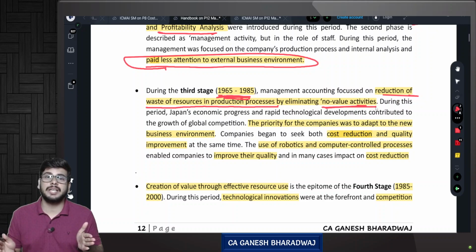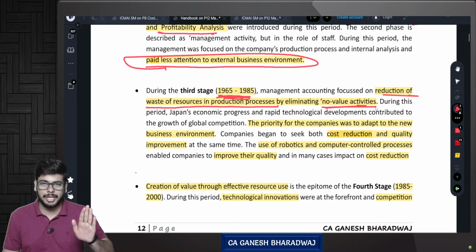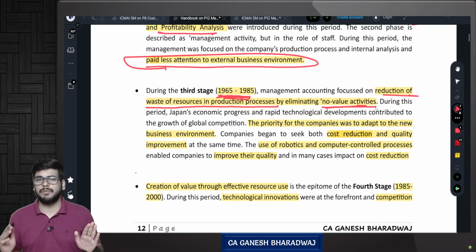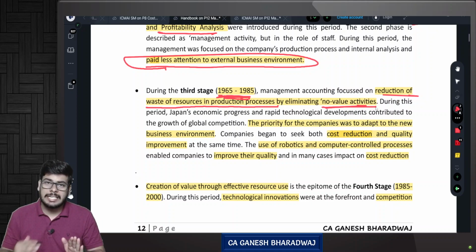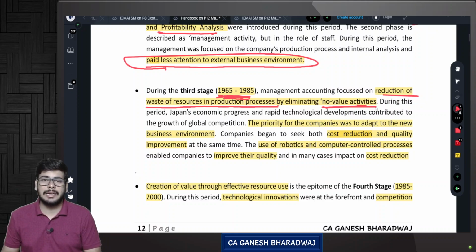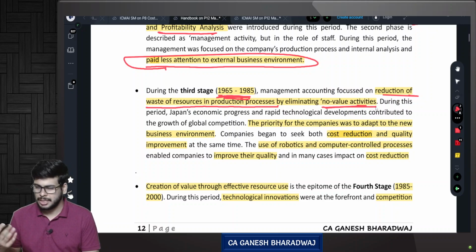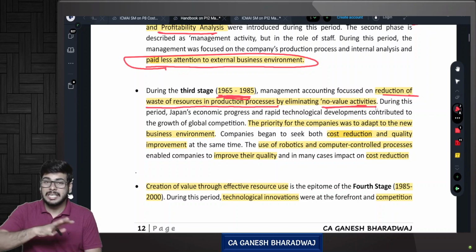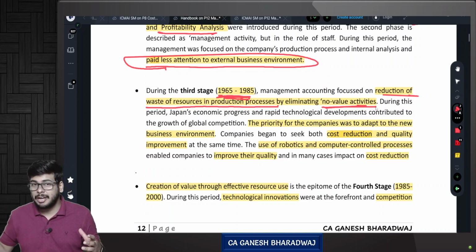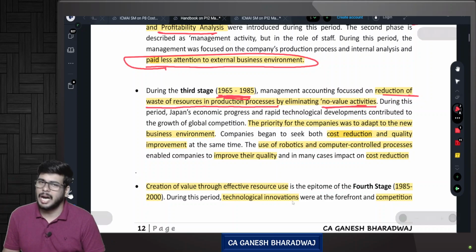They classified the activity into value added activity and non-value added activity. What do you mean by value added and non-value added activities? An activity that adds value to my production process is called a value added activity. An activity that does not add value to my production process is called a non-value added activity. They identified this and they were focusing on removing all the non-value added activities. Are you clear with this?